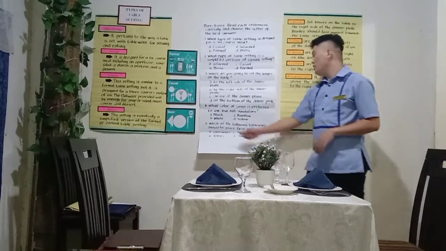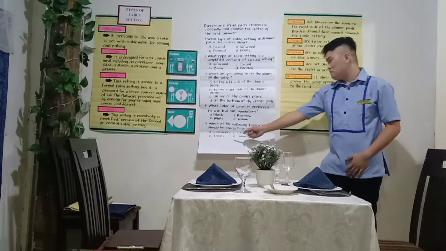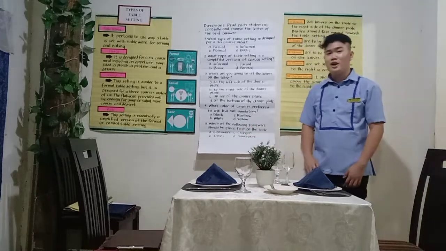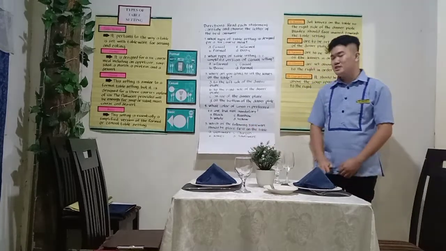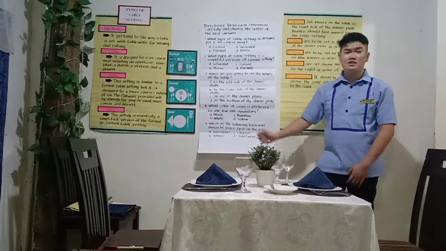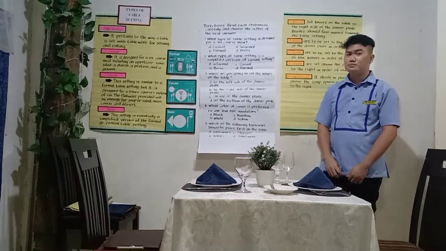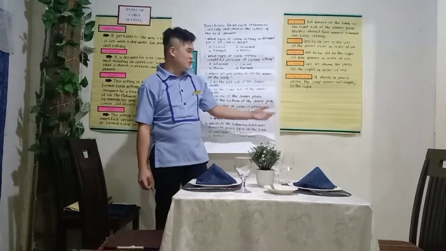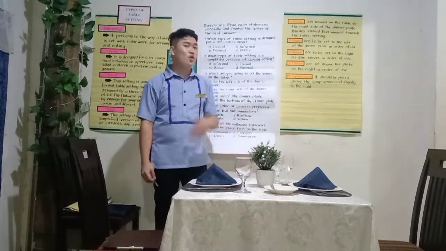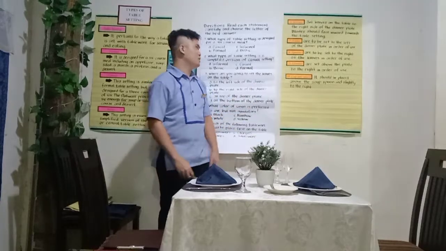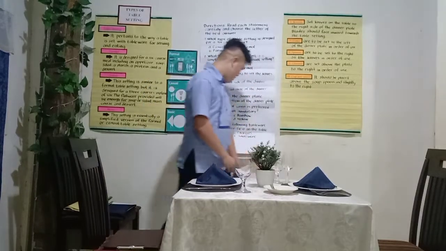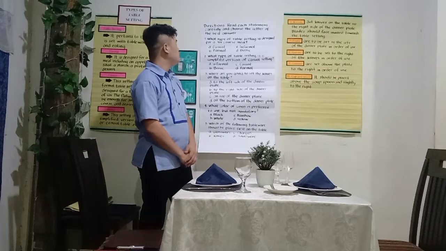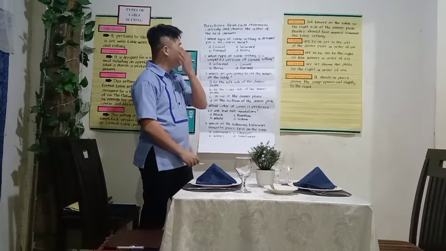Number 5. Which of the following tableware should be placed first on the table? Letter A, glassware. Letter B, knives. Letter C, chargers. Letter D, silverware. Okay, the correct answer is chargers. Chargers or show plate or service plate. Okay, that is the end of our assessment.